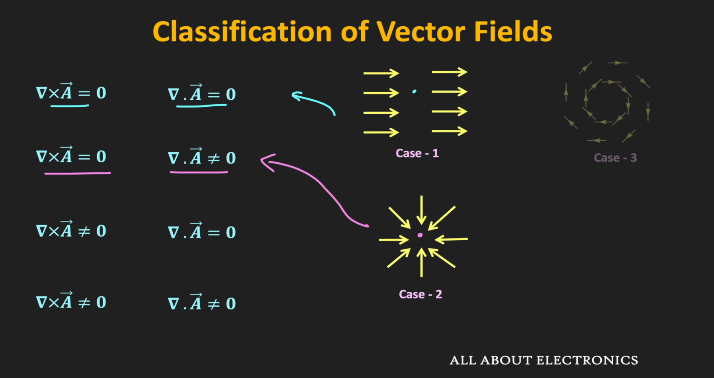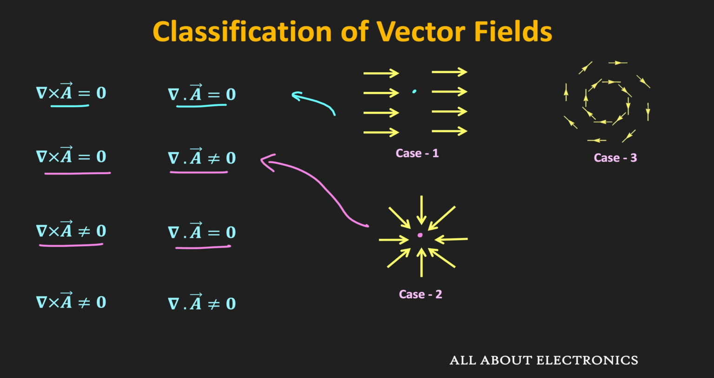Likewise, this vector field represents the third case. In this case, the field is rotating around a specific point. Therefore, its curl is non-zero. But since this field is neither converging nor diverging, its divergence is equal to 0.